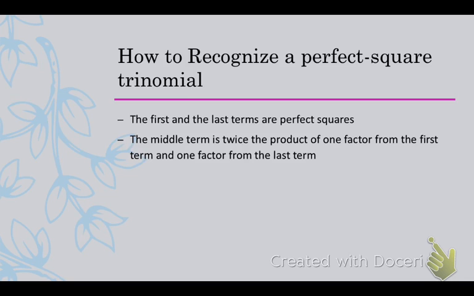A couple ways to recognize a perfect square trinomial. A perfect square trinomial always has first and last terms that are perfect squares. Like if the first term is 9 and the last term is 25, those are perfect squares. The middle term is twice the product of one factor from the first term and one factor from the last term. That might be a little hard to understand, but as we continue, it'll make more sense.